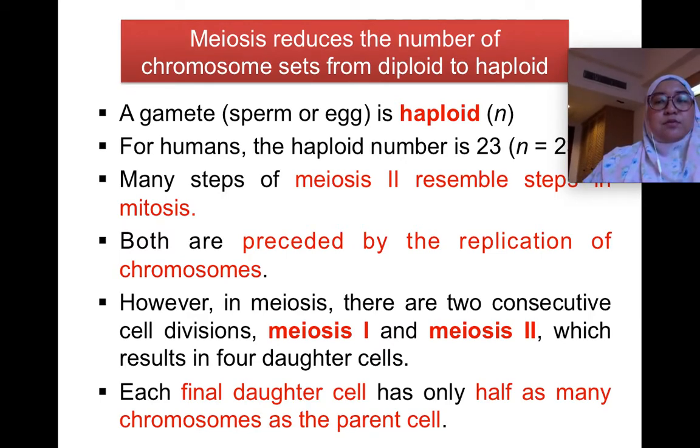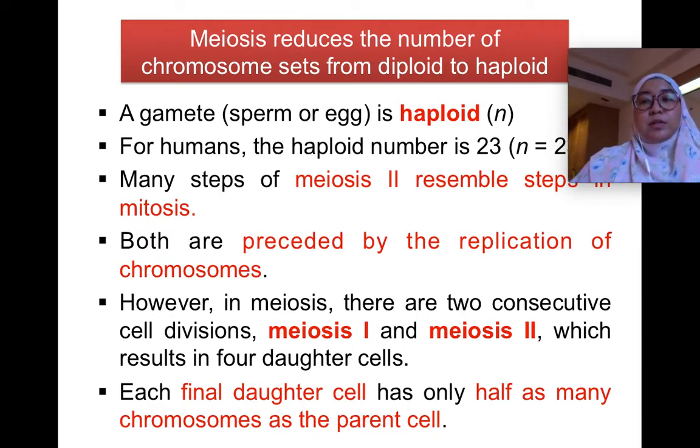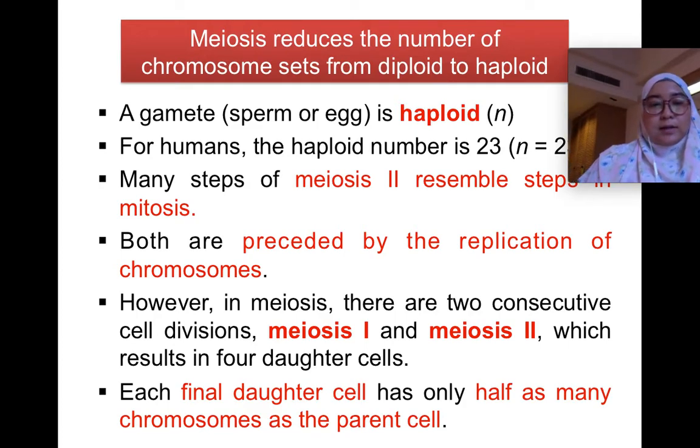So meiosis has two steps. We have meiosis 1 and meiosis 2, and both are preceded by the replication of chromosomes. But interphase only happens before meiosis 1. Right. So after completed meiosis, we will have 4 daughter cells. Different from mitosis, where we only have 2 daughter cells. But in meiosis we have 4 daughter cells.